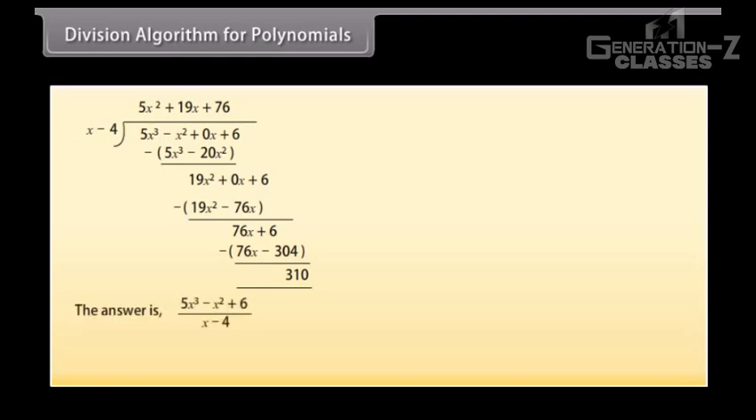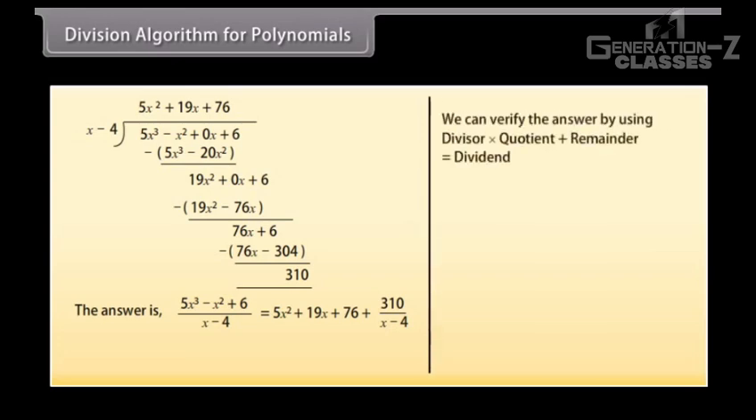The answer is (5x cubed minus x squared plus 6) upon (x minus 4) is equal to 5x squared plus 19x plus 76 plus 310 upon (x minus 4). We can verify the answer by using divisor times quotient plus remainder is equal to dividend. If divisor times quotient plus remainder is equal to dividend, then our answer is correct.